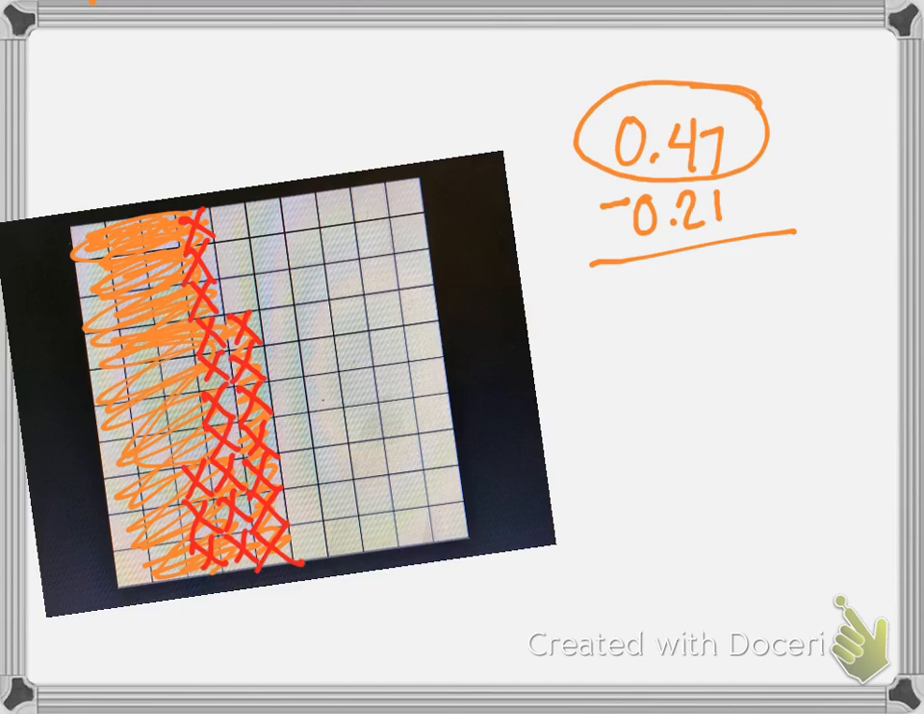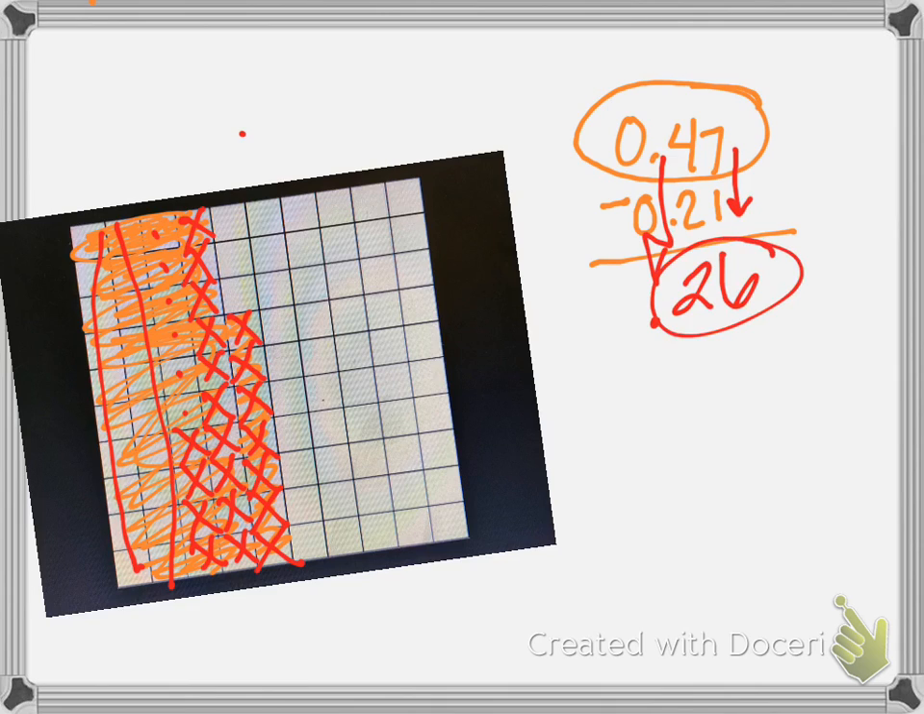So if we just do the subtraction problem, 7 minus 1 is 6, 4 minus 2 is 2, drop down the decimal, we have 0.26. So 26 squares should remain colored in and not X'd out. So if we count, we know this is 10, 20, 21, 22, 23, 24, 25, 26. I went wrong somewhere. I must have not marked out an extra one. So that's a way you can check your work.